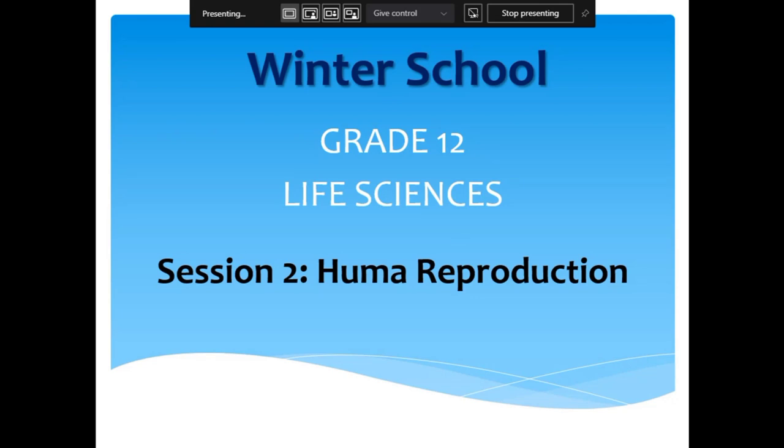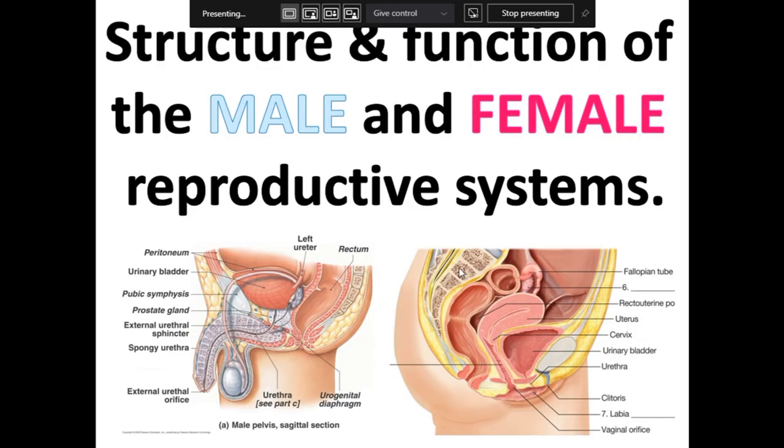Welcome to session two. If you were here on Tuesday, you would have been in session one of mine, which was evolution. In this session, we're going to deal with reproduction. And I see already there's a mistake on my PowerPoint. It should be human reproduction. So there's a few things I want to try and do today, starting with the structure and the function of the male and female reproductive system.